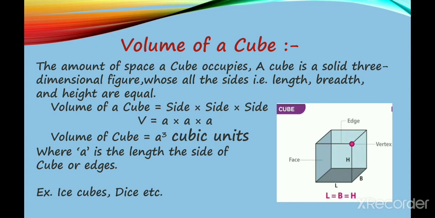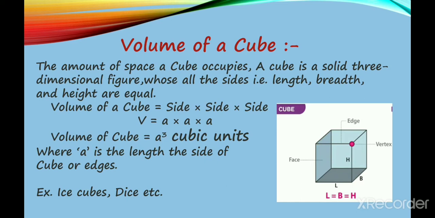The amount of space which is occupied by a cube is known as the volume of a cube. As you all know, a cube is made up of squares. So in that case all the sides, meaning length, breadth and height, are of equal length.